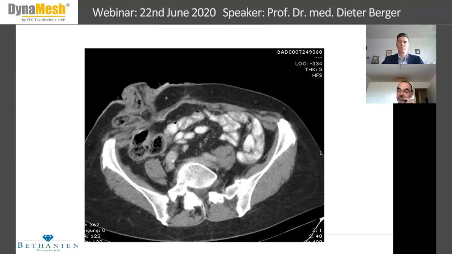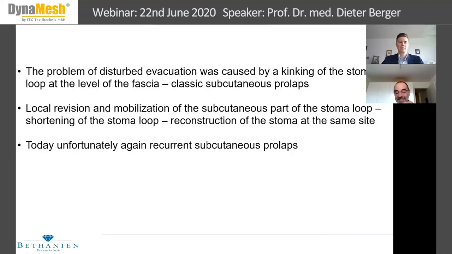No proposal? Okay. We did a local revision, and the problem of the disturbed evacuation seems to be caused by the subcutaneous prolapse. Therefore, we decided to take down the subcutaneous prolapse. We mobilized the subcutaneous part of the ascending stoma, shortened it and reconstructed the stoma at the same site. That was quite effective from 2016 until the end of last year. And now the lady again has a recurrent subcutaneous prolapse.